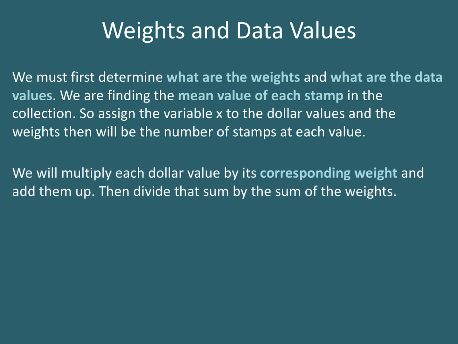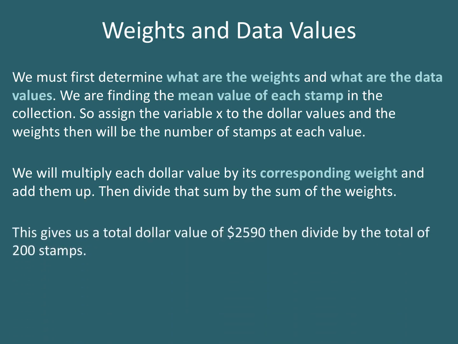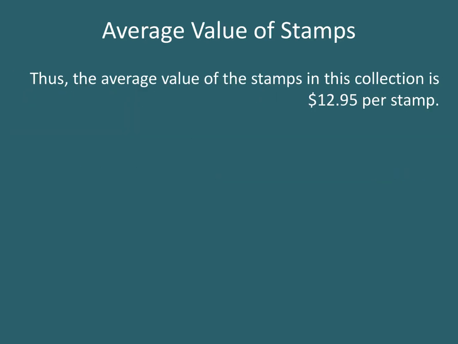We will multiply each dollar value by its corresponding weight, then add them up. Then divide that sum by the sum of those weights. This gives us a total dollar value of $2,590. Then divide the total by 200 stamps. Thus, the average value of the stamps in the collection is $12.95.